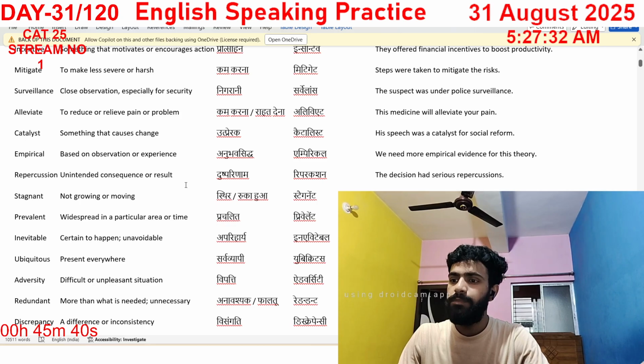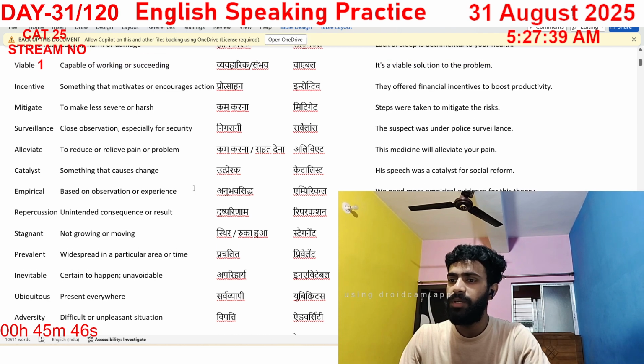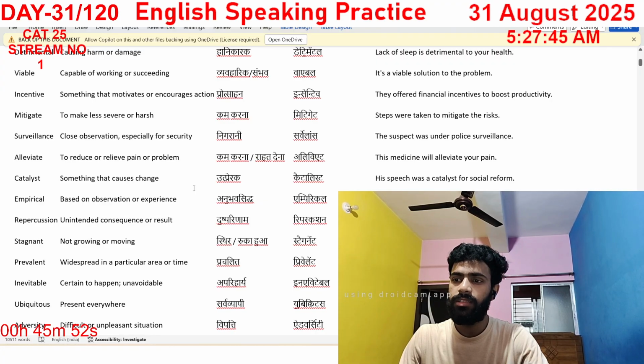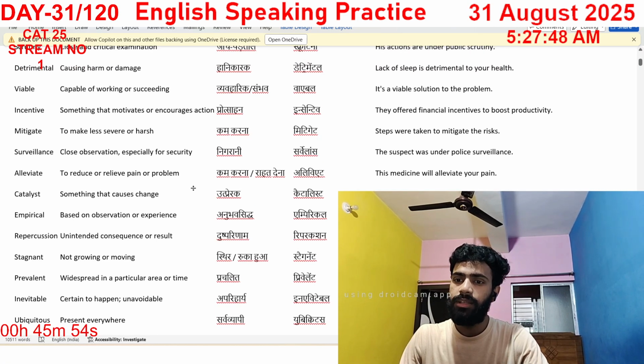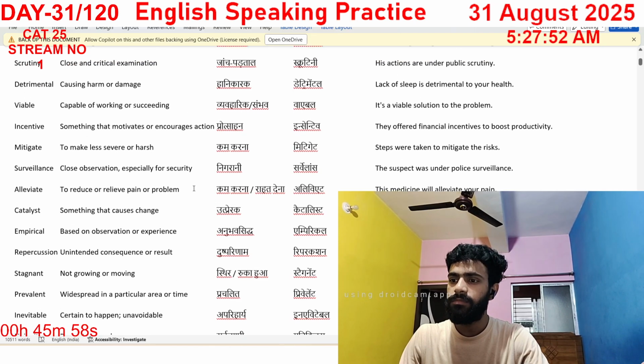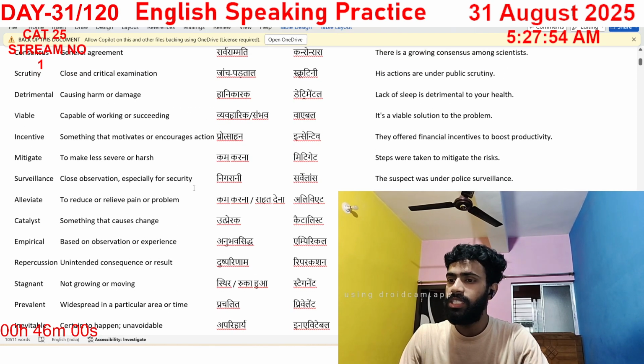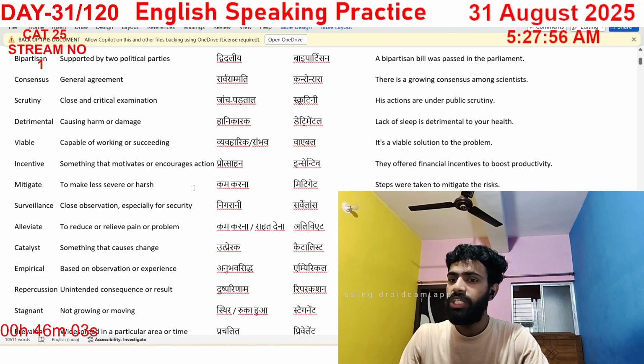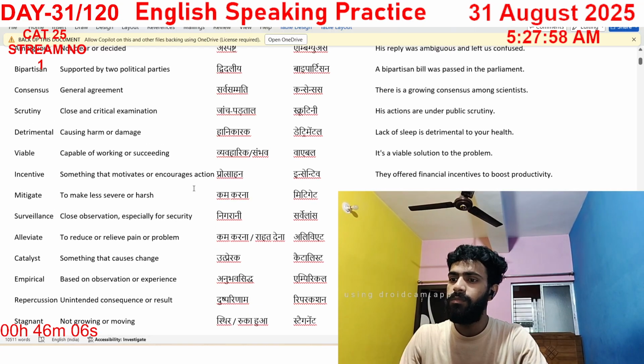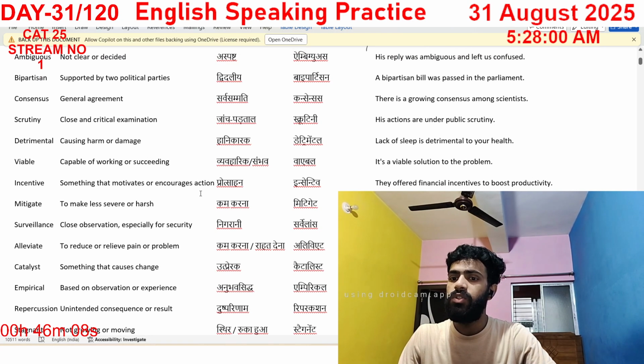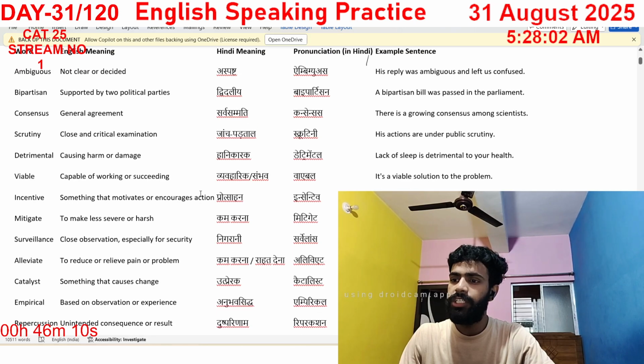Then prevalent. Prevalent means widespread in a particular area or time. Stagnant means not growing or moving. Repercussions means unintended consequence or result. Then empirical. Empirical means based on observation or experience. Catalyst, something that causes change. Alleviate, reduce or relieve pain or problem. Surveillance, close observation, especially for security.